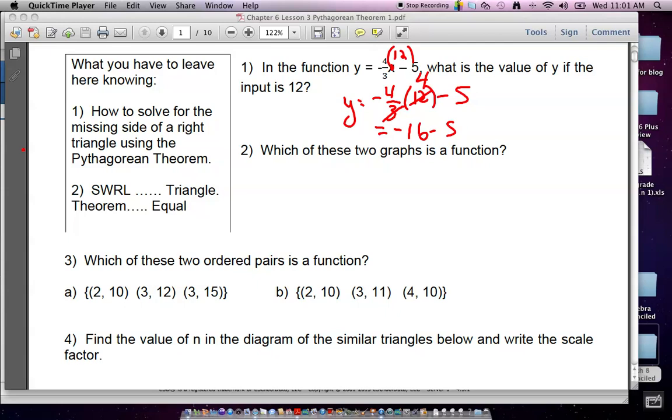What are 16 negatives and another 5 negatives? -21. And that's the answer to the first one. Now, it's an important question to get down pat for a number of reasons.